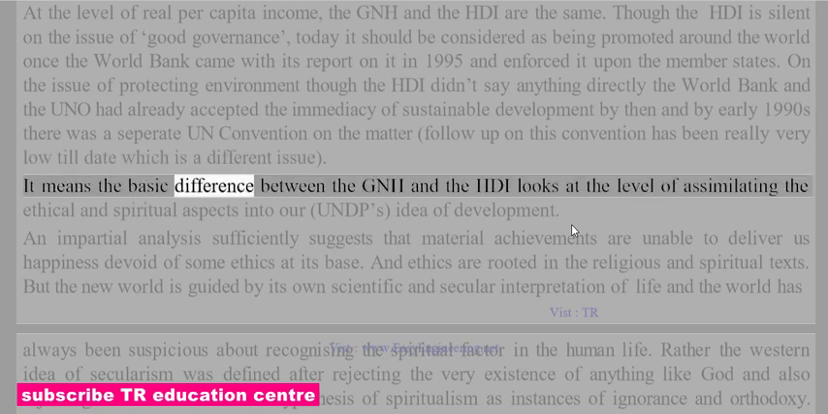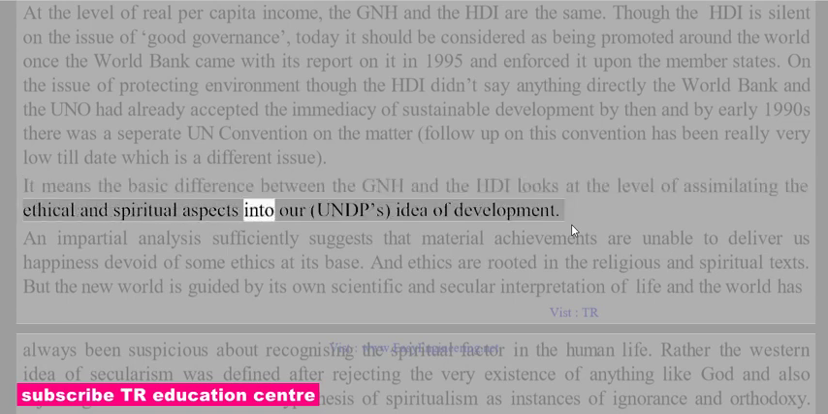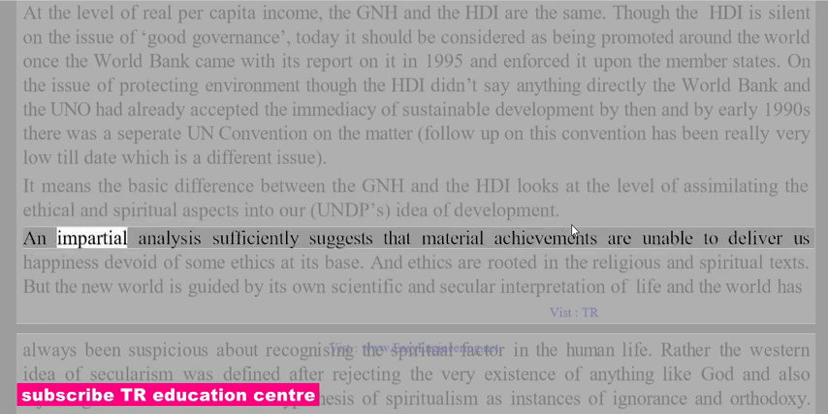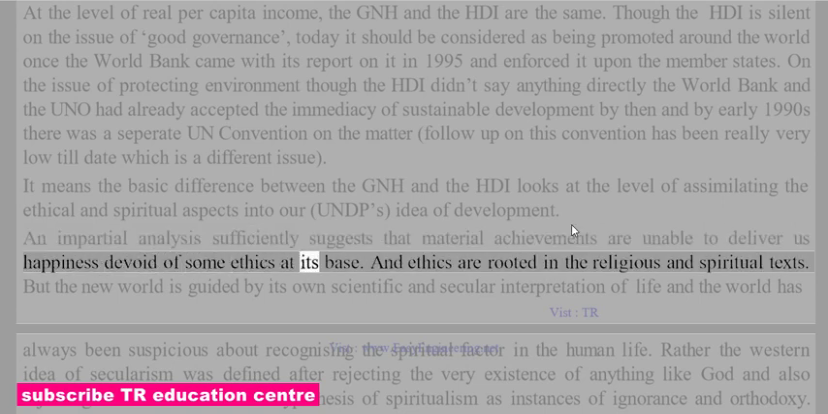It means the basic difference between the GNH and the HDI lies at the level of assimilating the ethical and spiritual aspects into the UNDP's idea of development. An impartial analysis sufficiently suggests that material achievements are unable to deliver us happiness devoid of some ethics at its base. And ethics are rooted in the religious and spiritual texts.